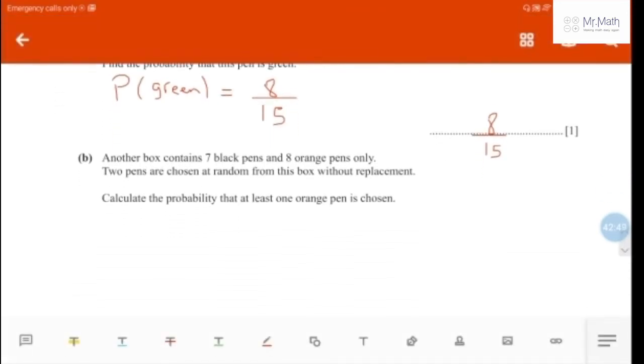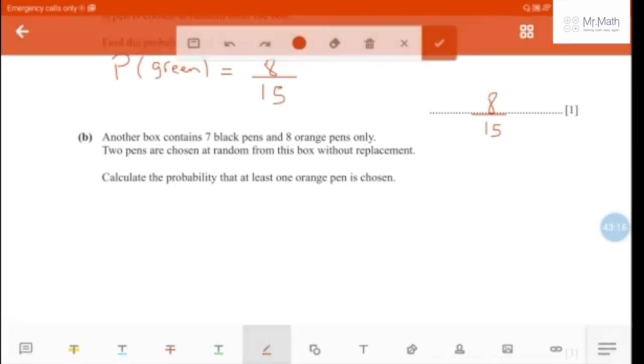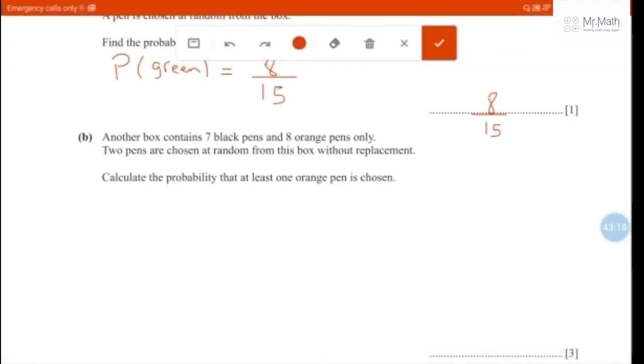Now in part B, it says another box contains 7 black pens and 8 orange pens only. 2 pens are chosen at random without replacement. So I'm choosing a pen and I'm keeping it outside, so I'm not putting it back into the box. Calculate the probability that at least one orange pen is chosen.